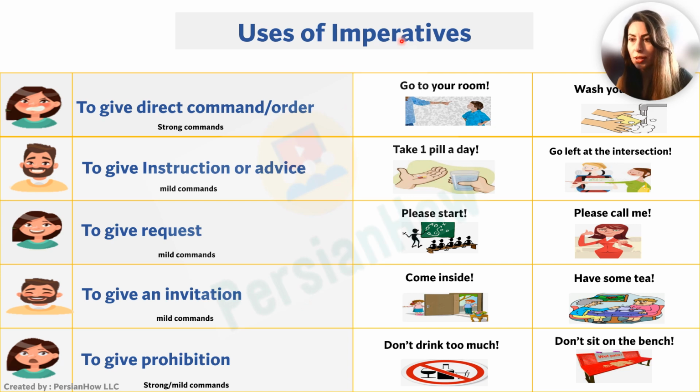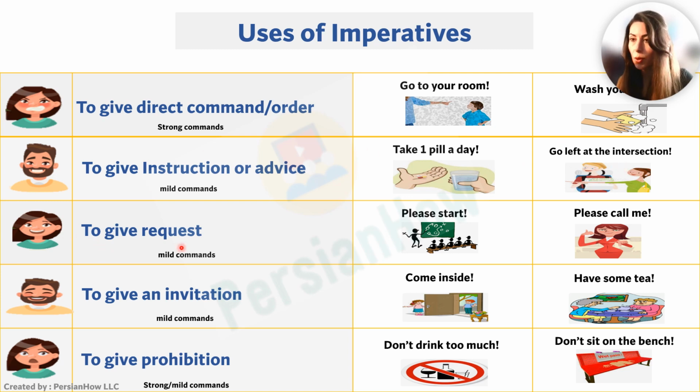Uses of imperatives. If you are wondering why you even need to learn imperative, well, these are the areas that we use imperative. So the first one is to give a direct command or order, some of which could be strong commands. For example, go to your room or wash your hands, depending on the tone. Or it is used to give instructions or advice, which are milder commands. For example, take 1 pill a day, go left at the intersection.